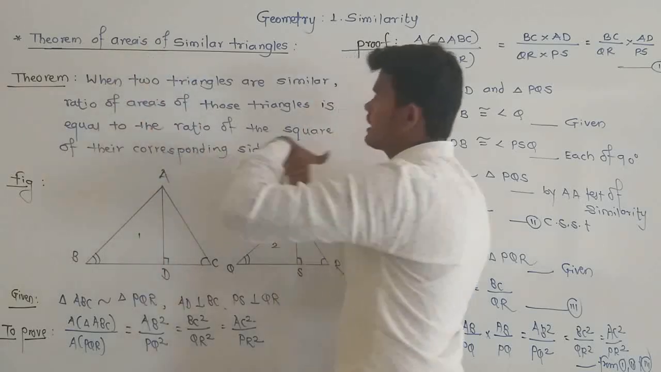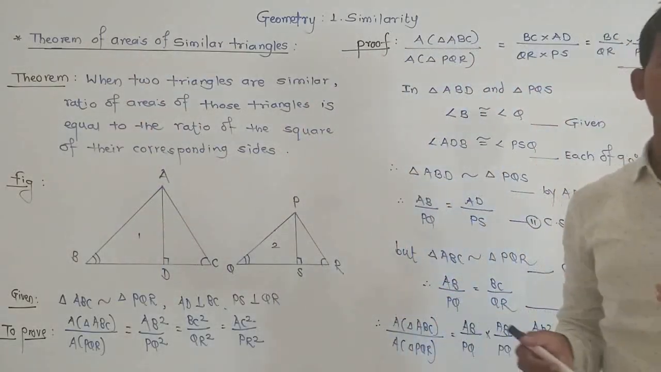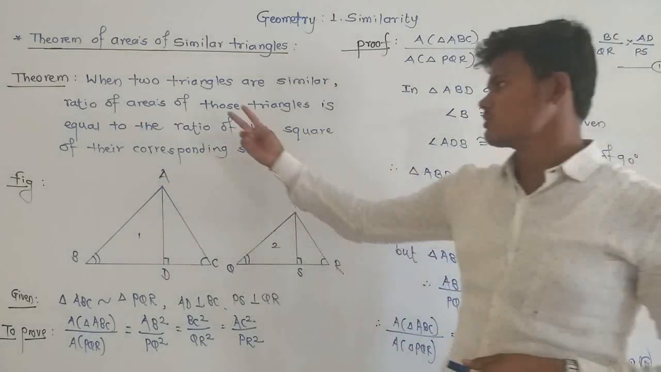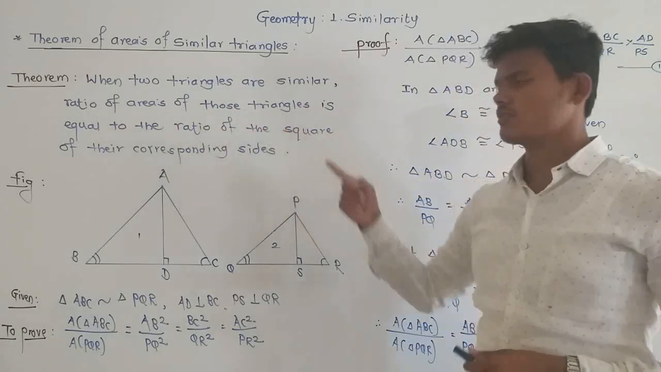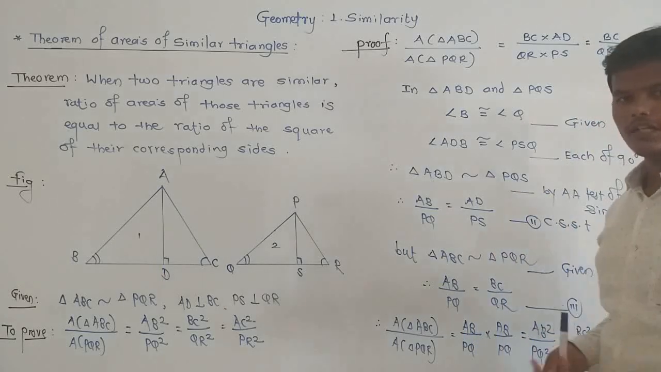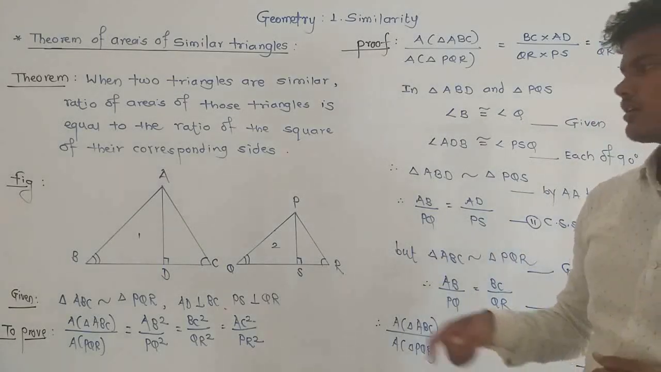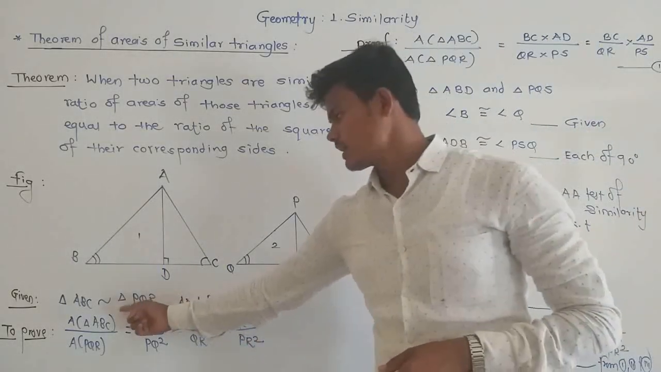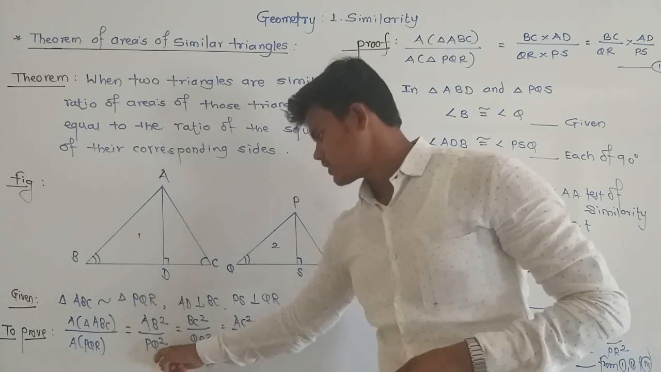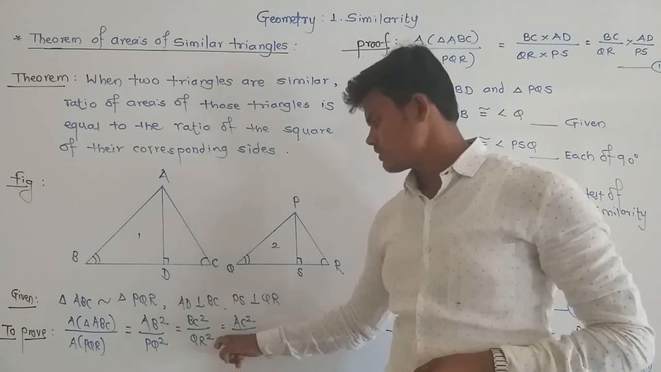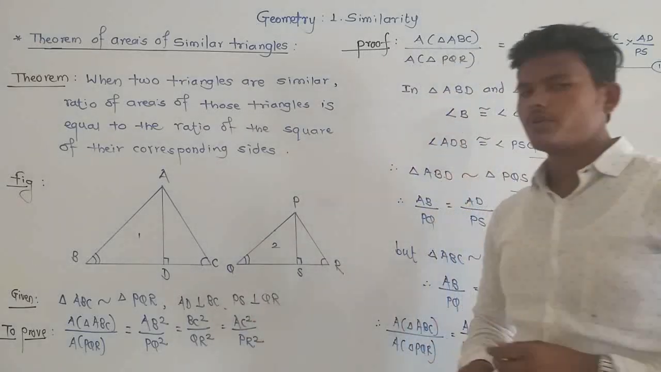Okay, when two triangles are similar, then we have to take the ratio of areas of the triangles. So the ratio of areas of those triangles is equal to the ratio of the squares of their corresponding sides. That means area of triangle ABC to area of triangle PQR is equal to AB square upon PQ square, is equal to BC square upon QR square, is equal to AC square upon PR square.